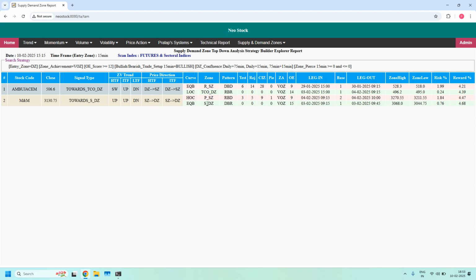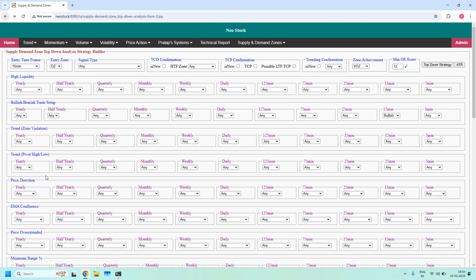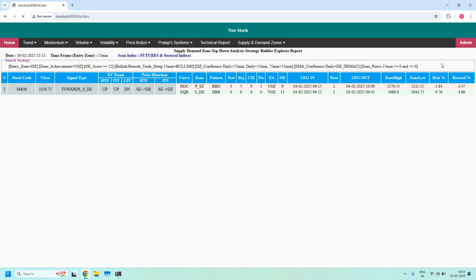In these 2 stocks, these 15 minutes demand zones are overlapped with the 75 minutes demand zone, and both together overlapped with the daily demand zone. And the daily trend is uptrend in only 1 stock. If this daily demand zone is having daily EMA confluence, then there are even higher probability trade setup supported stocks. Let's verify. In the EMA confluence, at daily time frame, daily demand zone is having daily EMA confluence or not. So we got the stock. So M&M is an even higher probability trade setup supported zone.